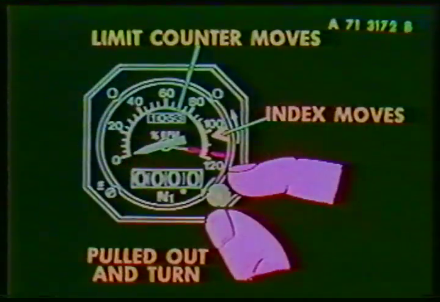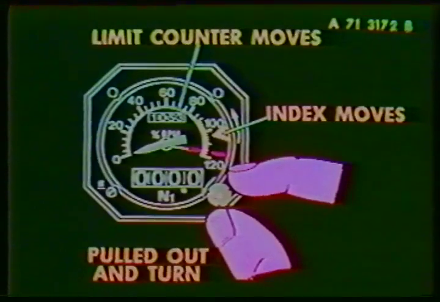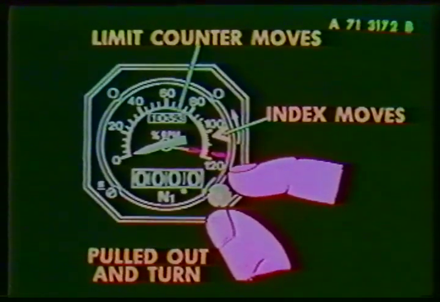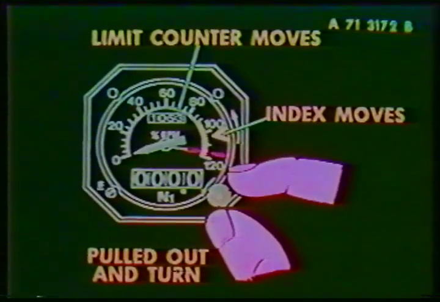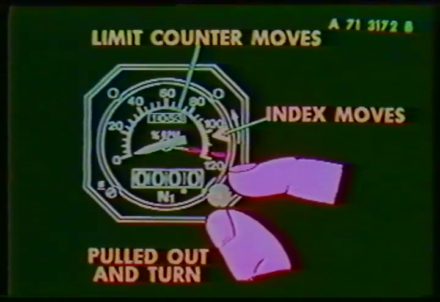This knob has two positions. Pushed in, the limit counter is blanked. Pulled out, the N1 limit counter is readable. When this knob is pulled out and turned, the N1 limit counter moves, and an amber N1 limit index moves around the dial. Both devices show the same values.